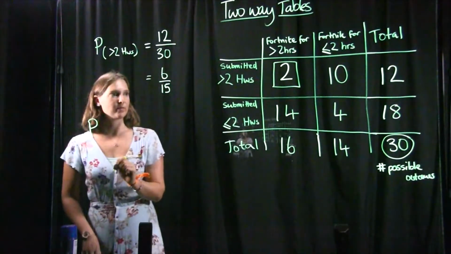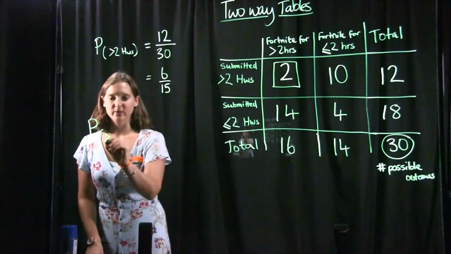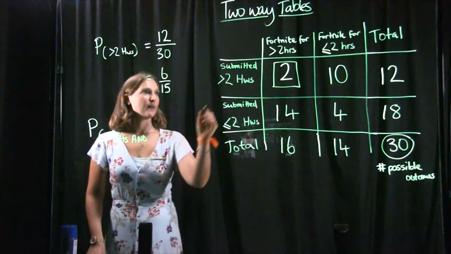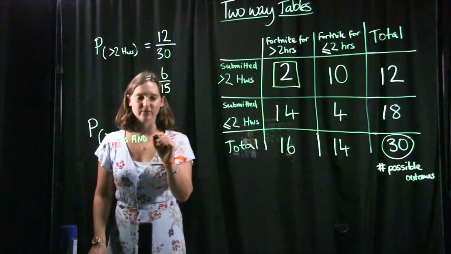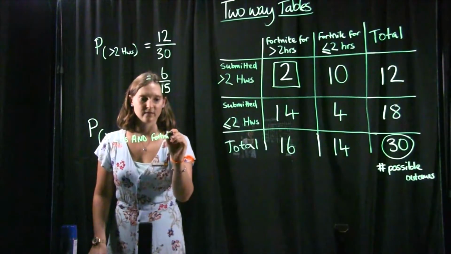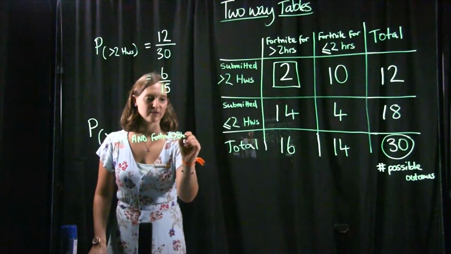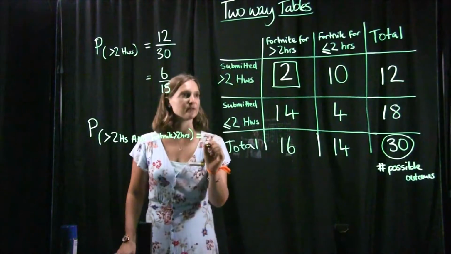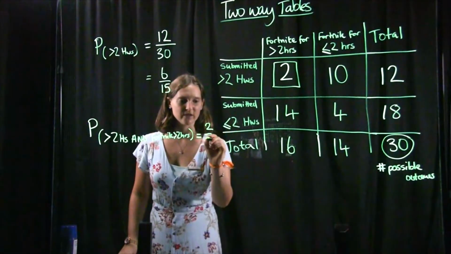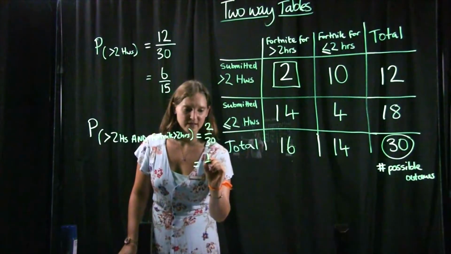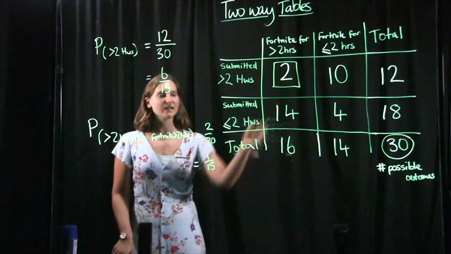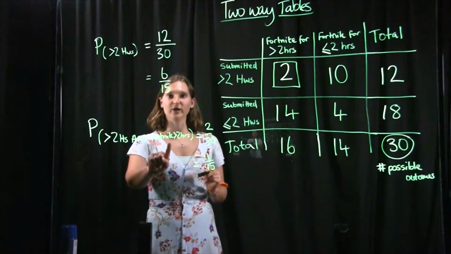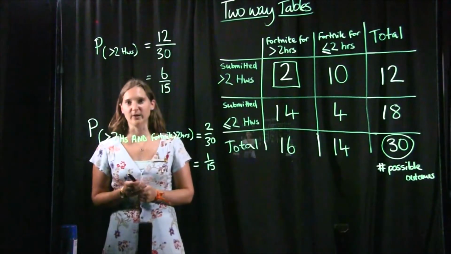So I've got the probability of submitting more than 2 homeworks and the probability of playing Fortnite for more than 2 hours is equal to, I might just be able to fit it in there, 2 over 30, which simplifies down to 1 over 15. So I can tell from my data that there is a very small chance that you can maintain a high Fortnite track record and a high homework track record.